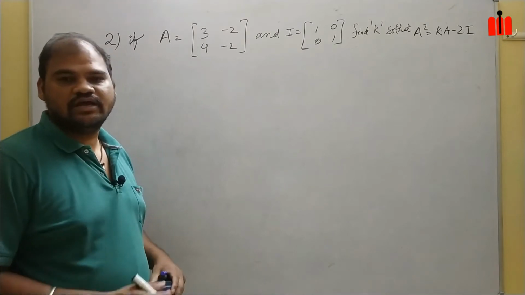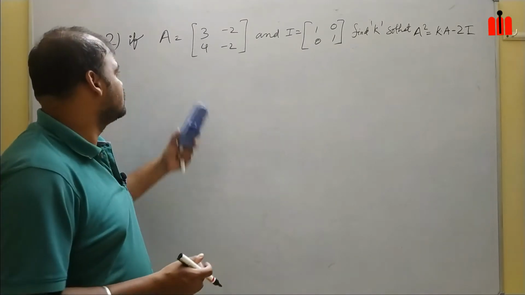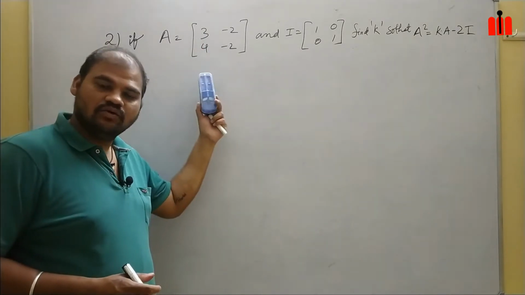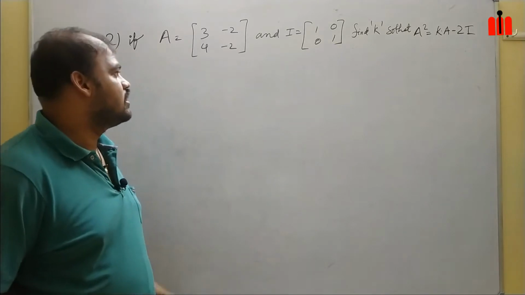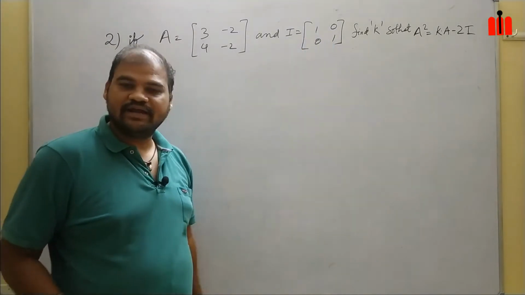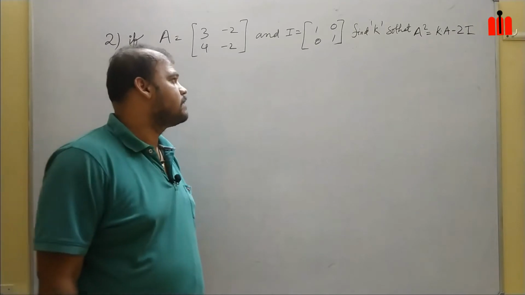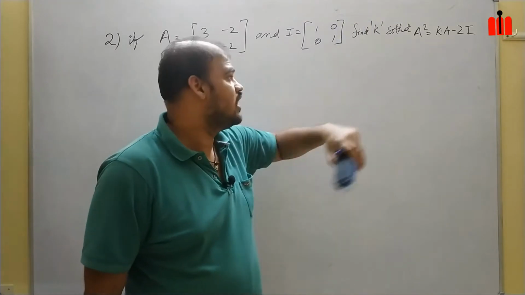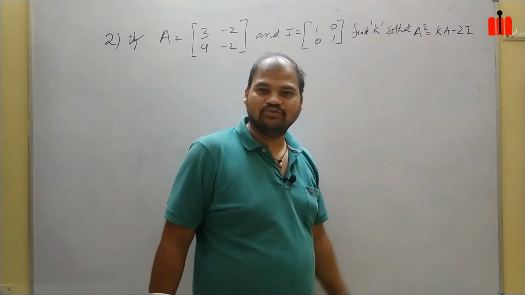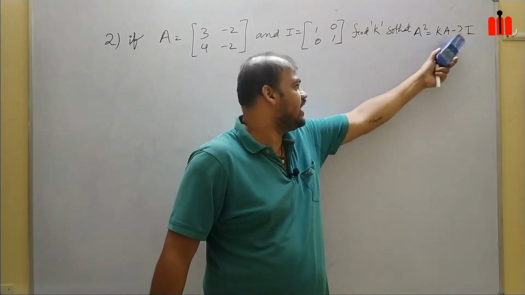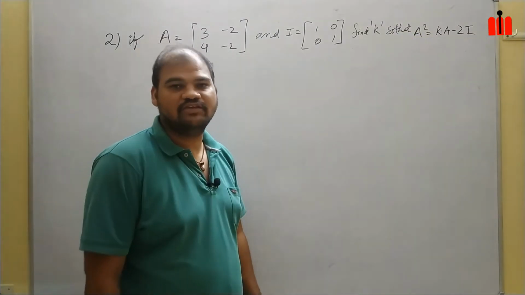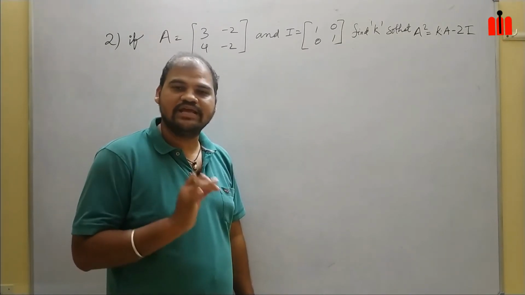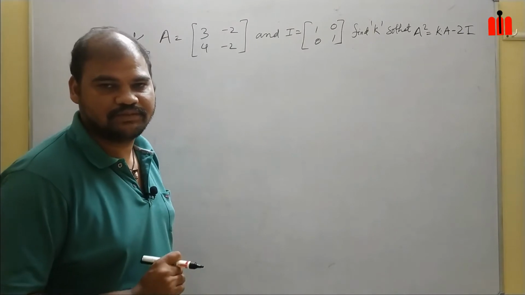What question number 2 says is that if A is a 2 by 2 matrix where A is 3 minus 2 and 4 minus 2. Okay, this is my A matrix and I is my identity matrix 1 0 0 1. Then we have to find the K so that A square equals KA minus 2I. We have to find the value of K such that A square equals KA minus 2I. Okay, K is multiplied with A. It is like a scalar multiplication.